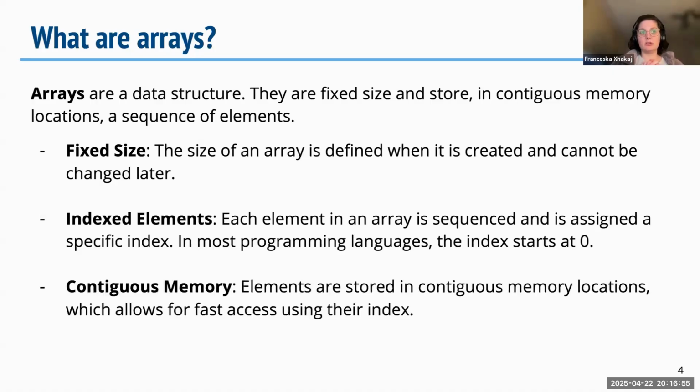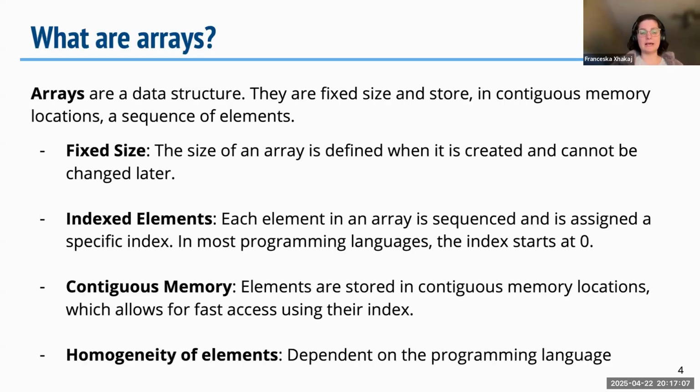As we said, it is contiguous memory. Elements are stored in chunks of memory that are one after the other, connected together. That allows for that fast indexing access. And then finally, generally, we store elements of the same type, so they tend to be homogeneous. For example, I can only store integers or I can only store booleans, but that depends a lot on the programming language.